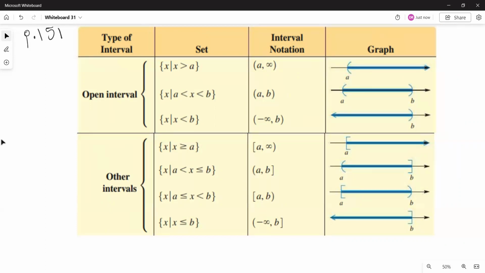And the set of all x such that x is less than or equal to b. The interval is written minus infinity, comma b, bracket. And the graph is going to be everything to the left of b, including b.